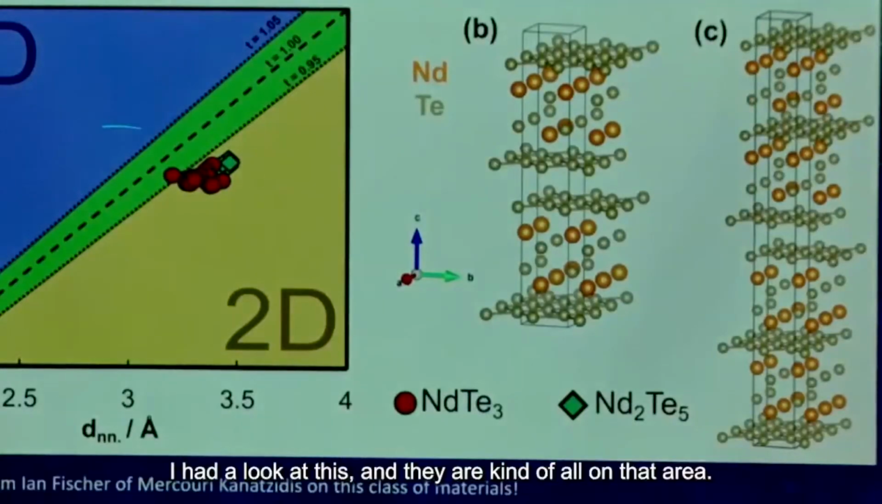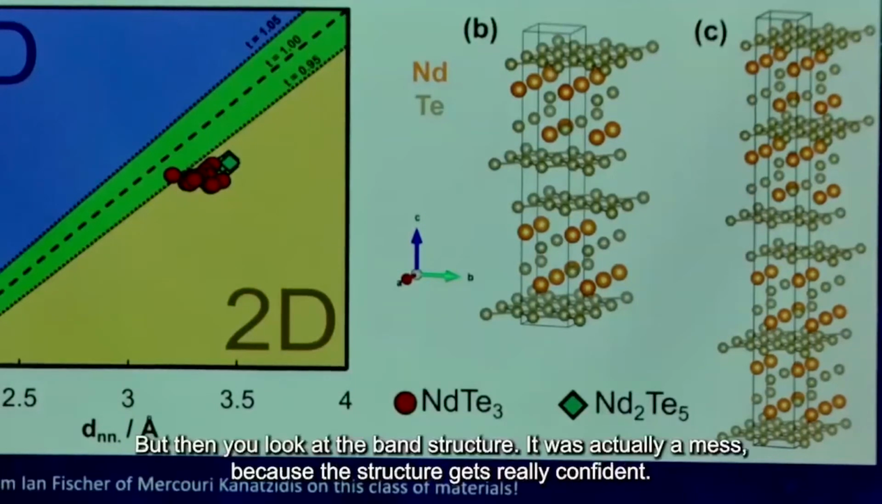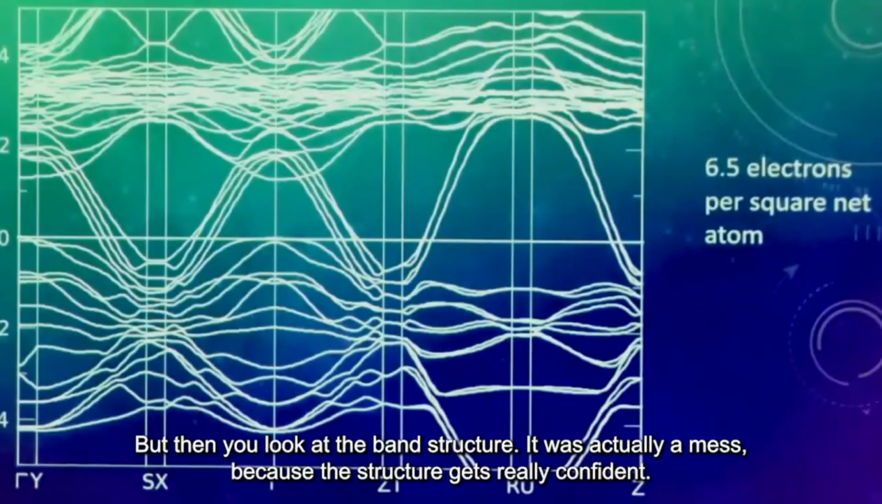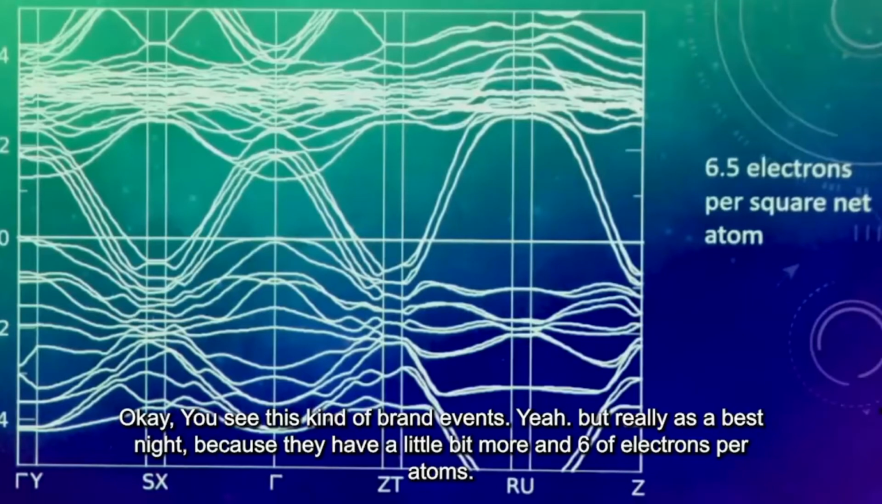So you can put these materials in our plot. There's also an even more complicated analog of this, and they kind of all are in that area. But then you look at the band structure, it's actually a mess because the crystal structure gets really complex. Okay, you see this kind of square net bands here, but Fermi level isn't really at the best place because you have a little bit more than 6 electrons per atom.